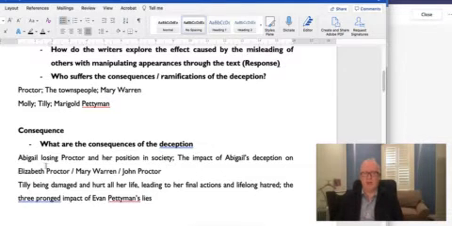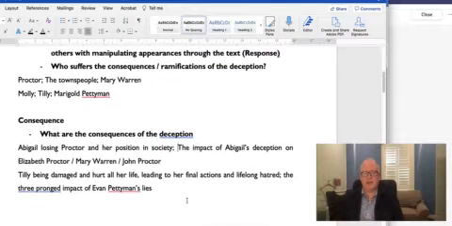So you could talk about Abigail losing Proctor and her position in society, the impact of Abigail's deception on Elizabeth Proctor, or Mary Warren, or John Proctor, Tilly being damaged and hurt all her life, leading to her final actions and lifelong hatred, or the three-pronged impact of Evan Pettyman's lies on three women. Right, so that's what you could be thinking about in your consequences.